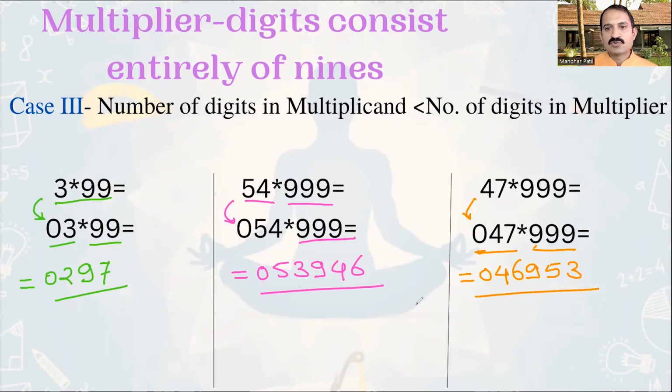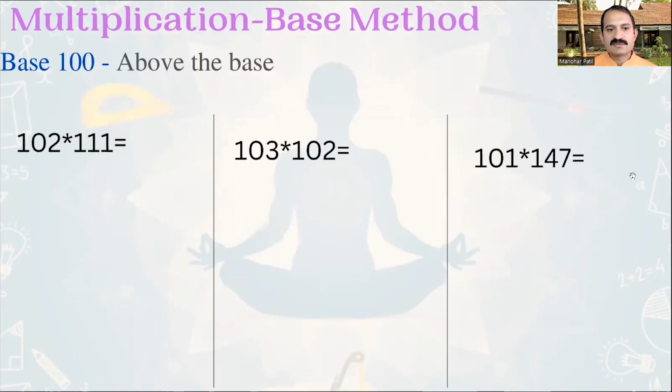One more new method is called the base method. This method is very famous in Vedic Maths. Before going further, we should understand what a base is. Base means 10 to the power n is called the base number. So it may be 10 if you put n equal to 1, if you put n equal to 2, it may be 100, if you put 3, it may be 1000, 10,000, 1 lakh, 10 lakhs and so on. So all these numbers are called a base.